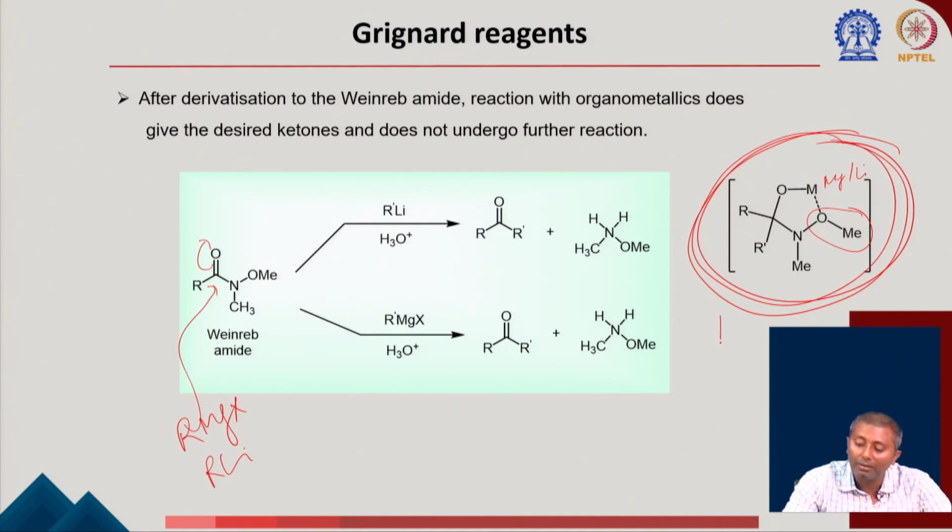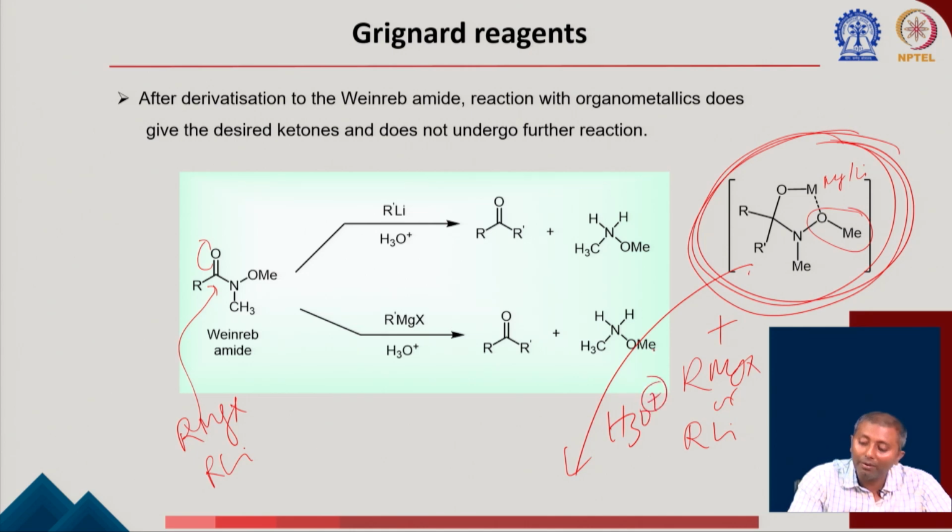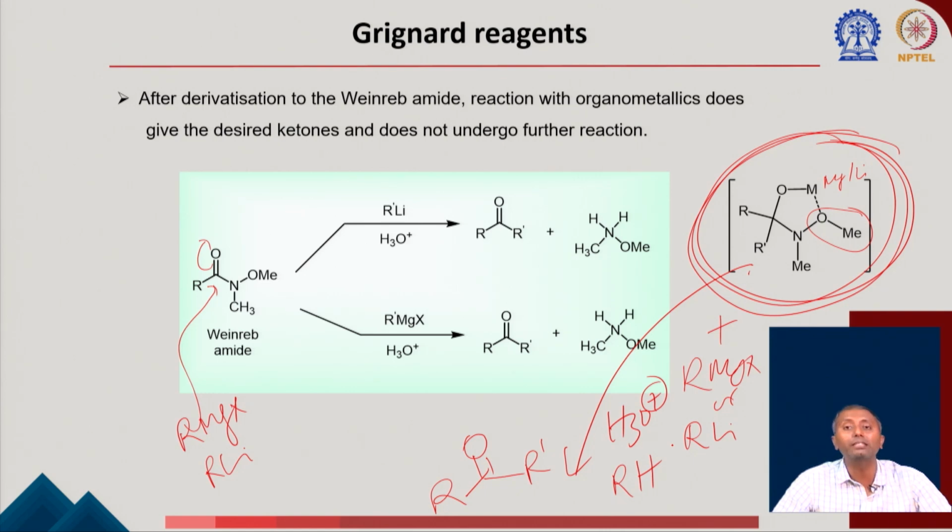So you have this one plus extra RMgX or RLi lying in the reaction. Now, only after you quench the reaction with H3O plus is it going to convert to the corresponding ketone. Till then it is in this form. That's why it is not getting attacked. And your extra Grignard gets quenched too once you treat with H3O plus, converting to RH. That is the important trick here.